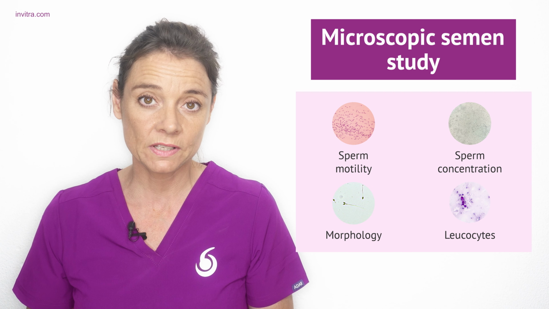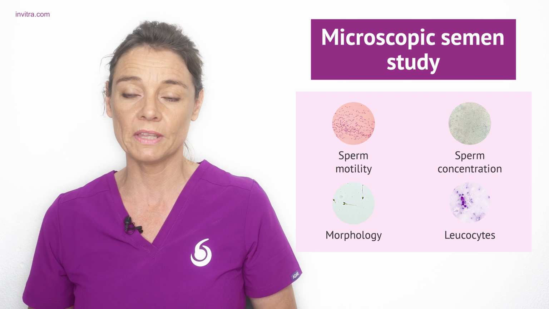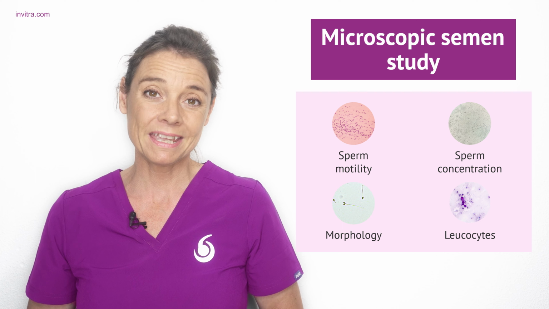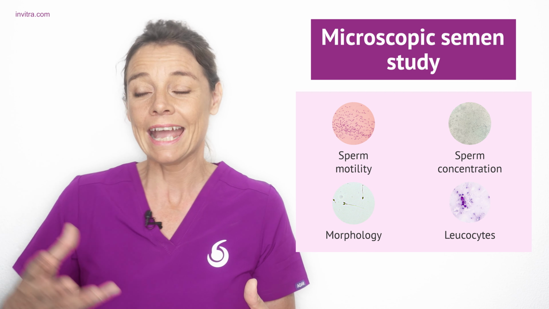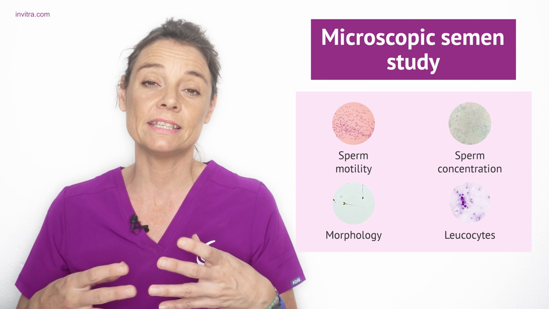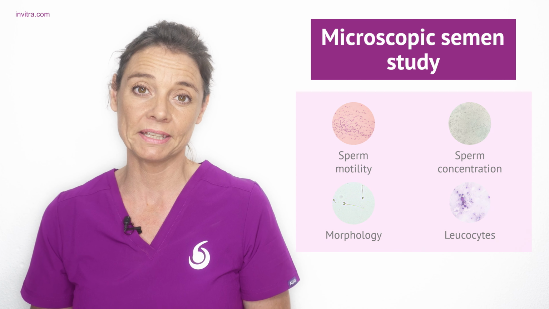They also check whether there are any leukocytes visible under the microscope. These are white blood cells. It may be indicative that there is an infection present. The results of the macroscopic and microscopic study are put together to give you the report of your semen analysis.